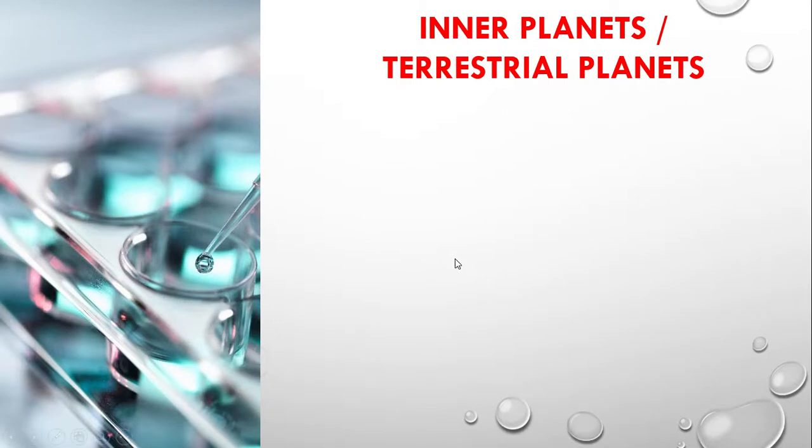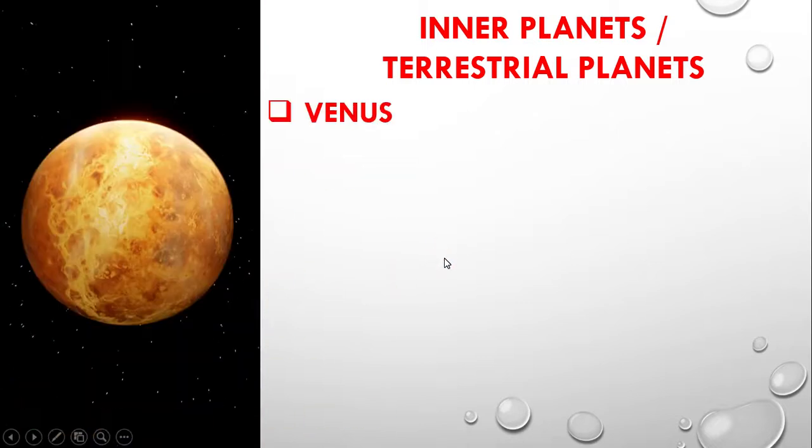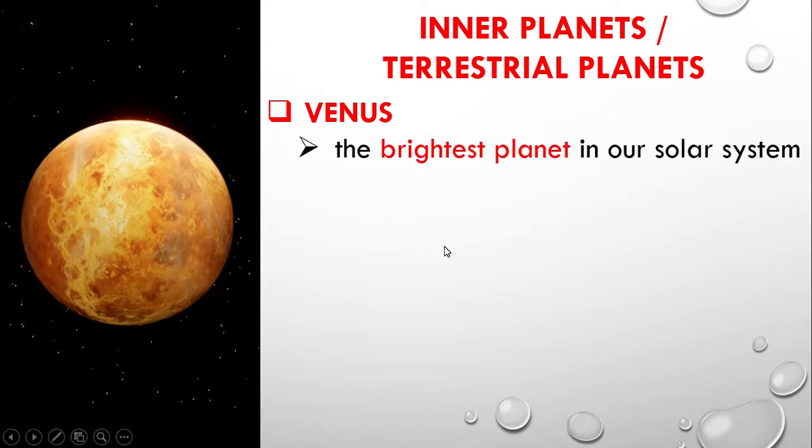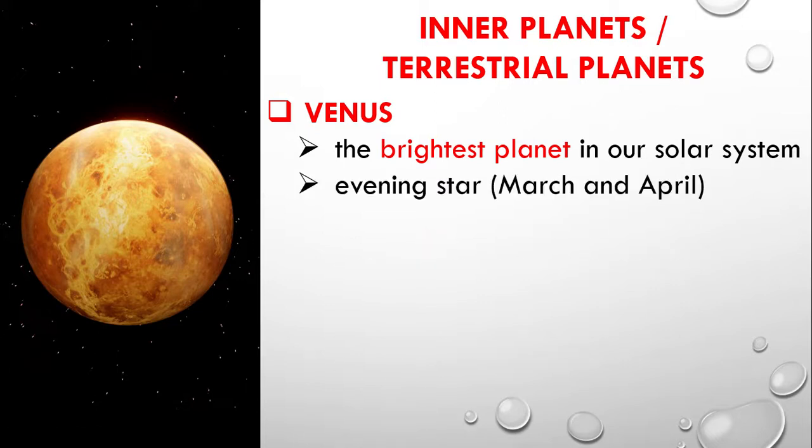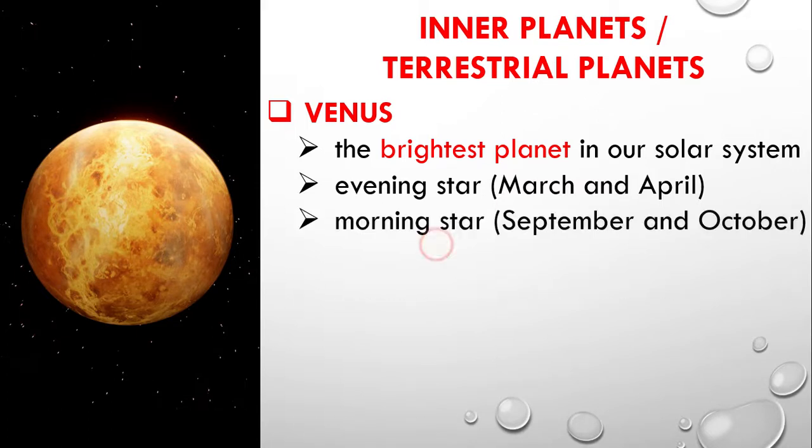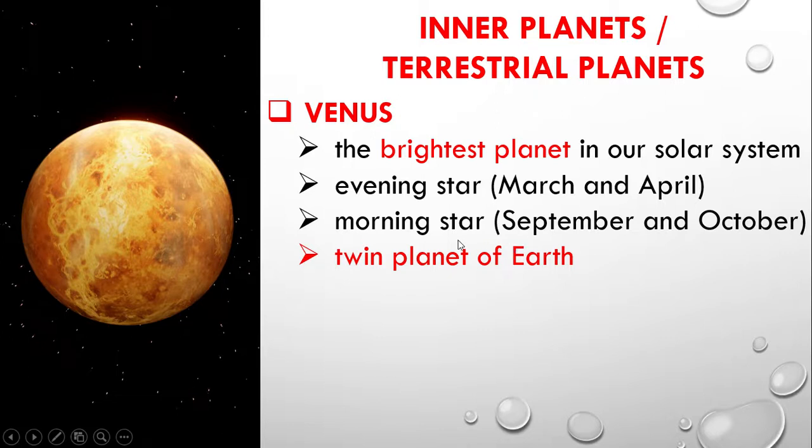Okay? Next to the inner planets, second is Mercury, next is Venus. Venus is the brightest planet in our solar system. It is also known as the evening star during the month of March and April, and it is also known as the morning star during the month of September and October. You consider Venus the twin planet of Earth because it is similar in size and composition to Earth. That is why it is called the twin planet of Earth.